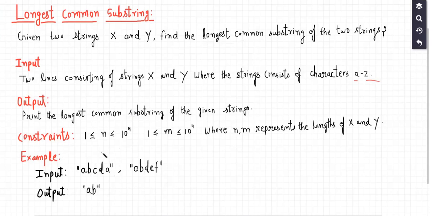The constraints of the problem are that the length of the strings goes up to 10 to the power 4. Okay, let's see an example. A B C D A B D E F. In these strings, the longest common substring is AB. So this is the longest common substring, and that's the answer here. Fine. So let's see how we can solve this problem.